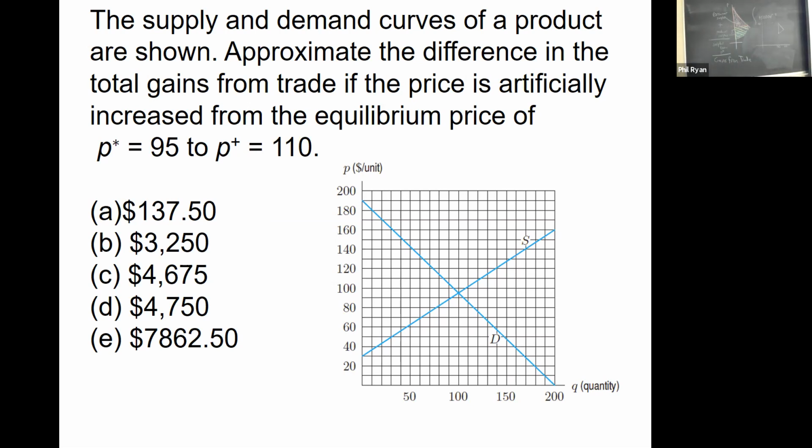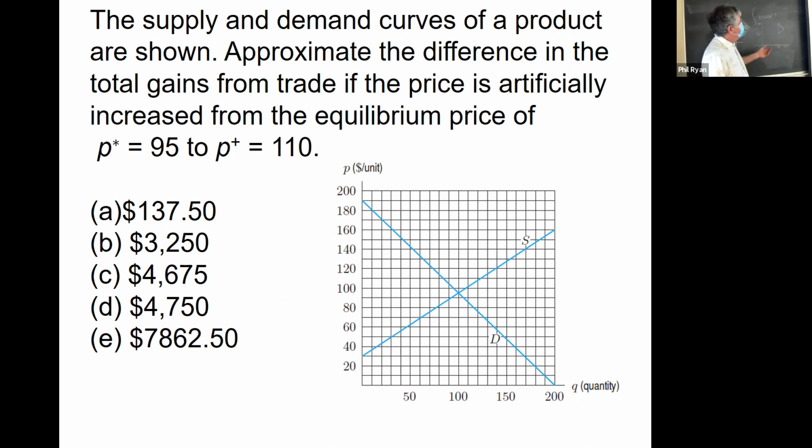So we look at the 80, we come up here, and we get this point here. And so what is the price that goes with that? It's a little bit above 80. So that would be 90. So maybe 85, let's say. Something like that.